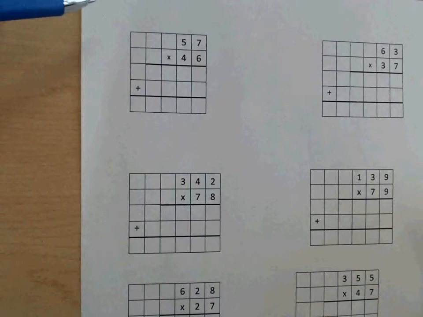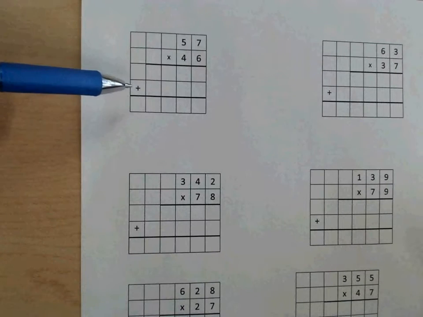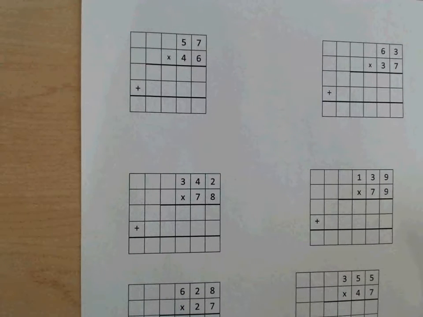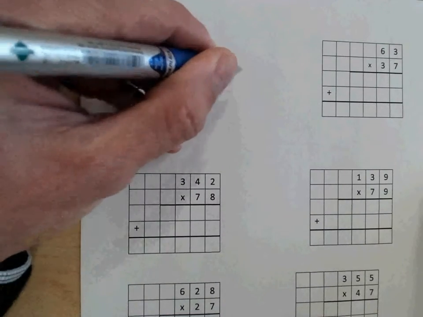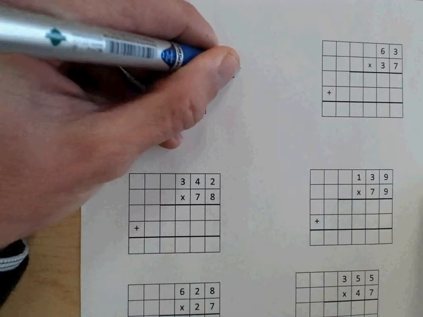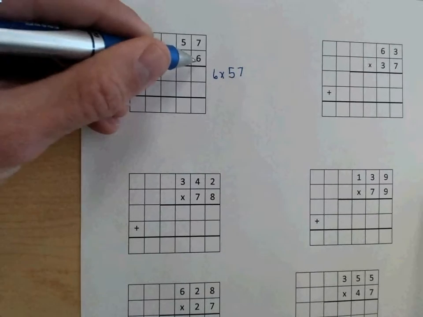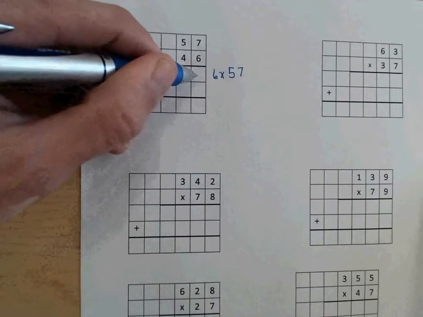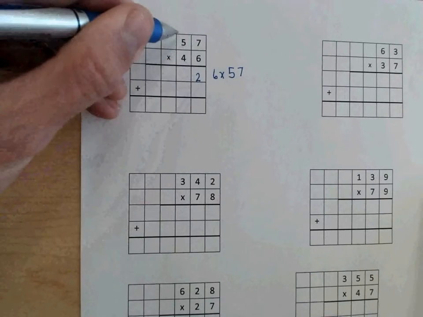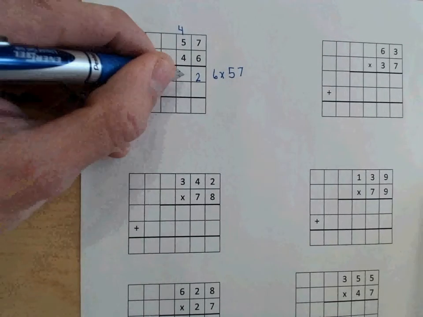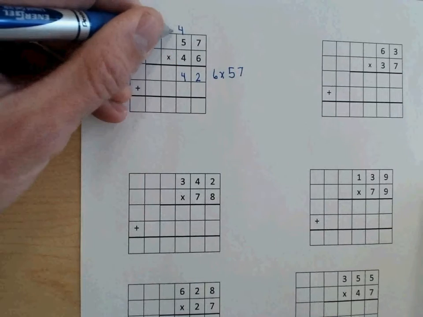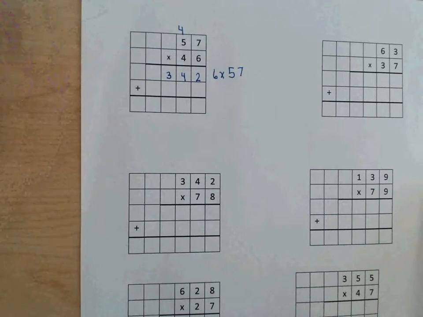First is we've been doing the standard algorithm, and we've been using a grid here, and I'm going to show you how this works. So first of all, the students are going to say, okay, I'm going to go 6 times 57, and they're going to write that off to the side there. And then they're going to realize, okay, 6 times 7 is 42. Carry the 4. 6 times 5 is 30, plus 4 is 34. There's no place to carry the 3, so I'm going to put it right there.